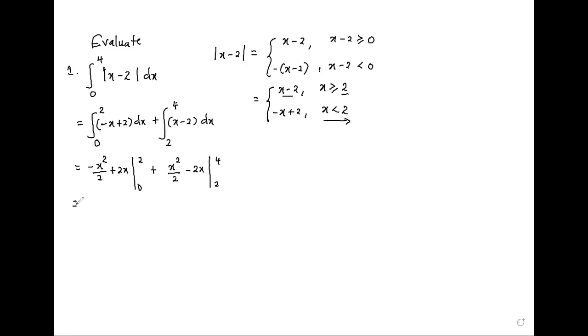Then you substitute. So you have negative 4 over 2 plus 4 minus 0, plus 4 squared, that's 16 divided by 2, we get 8, minus 8 minus 2 there, I get 4 over 2, that's 2, and then plus 4. So we get negative 2 here, and this they go. Then this they go. So the answer is going to be 4.